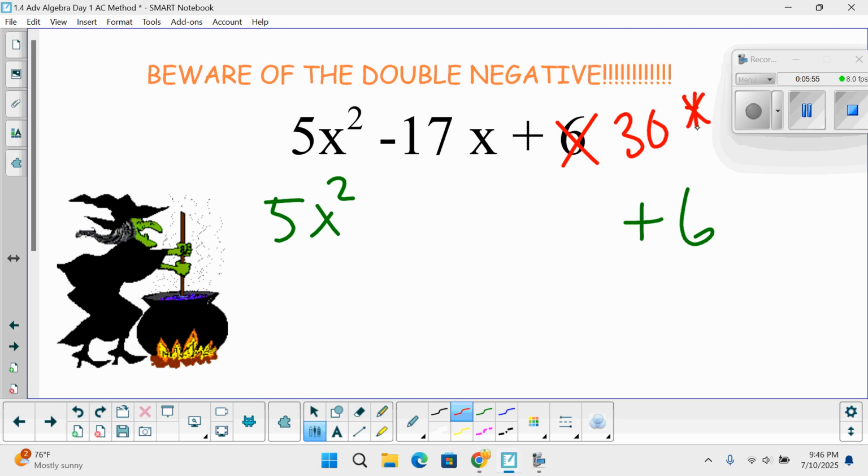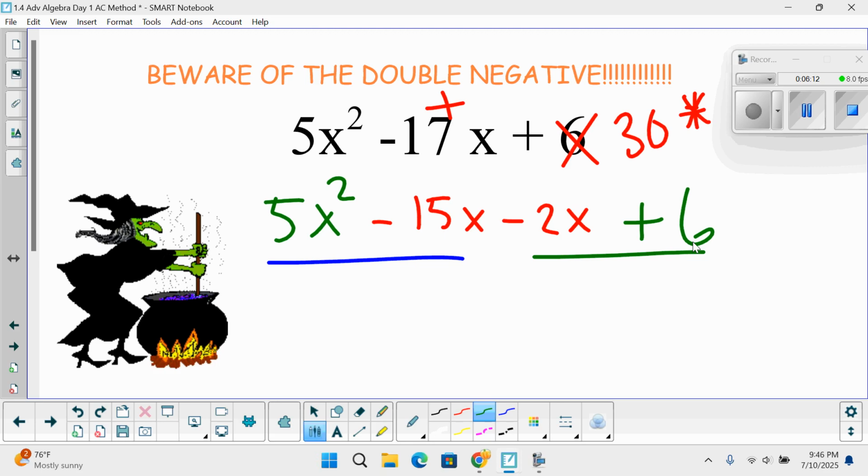So what numbers will multiply to 30 and add up to negative 17? Ooh, they're both negative. Beware of the double negative. It's negative 15x and negative 2x. Negative 15 times negative 2 is that positive 30.